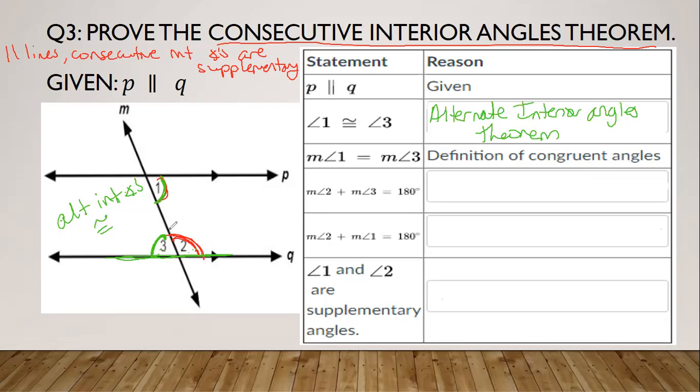Hopefully, you're able to notice that they are a linear pair. Remember, a linear pair is two angles that are adjacent and they create a straight line. So angle 2 and angle 3 are a linear pair, which means they are supplementary. So I can say that they add to equal 180 because of the definition of a linear pair.